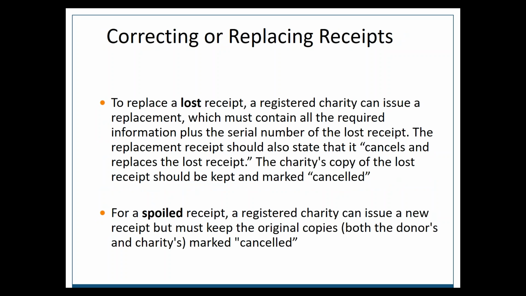If you have lost or spoiled receipts, there are particular requirements from the CRA in terms of what you're supposed to do with that. And if you're going to issue another receipt, you need to put on that it cancels and replaces the lost receipt, and then mark your copy with the word canceled on it. If it's a spoiled or incorrect receipt, then you can issue a new receipt, but you need to say on it that it's replacing another receipt and that sort of thing.